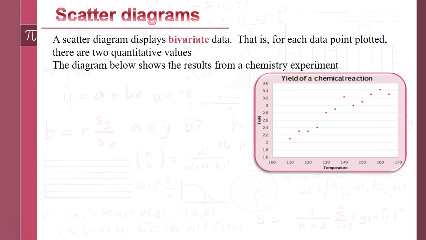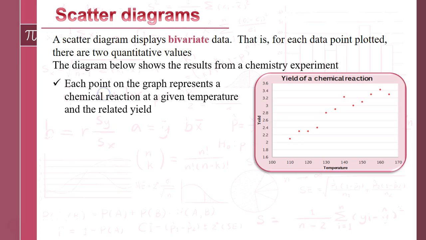In this one though, we're going to talk about values coming from a chemistry experiment. So we've got an experiment that's been conducted. We've got a chemical reaction, and the yield of the chemical reaction, whatever's happening, is giving off a certain amount of stuff. I'm not a chemist, as you can probably tell. And we've got this reaction happening at different temperatures, and how much is being yielded at those different temperatures.